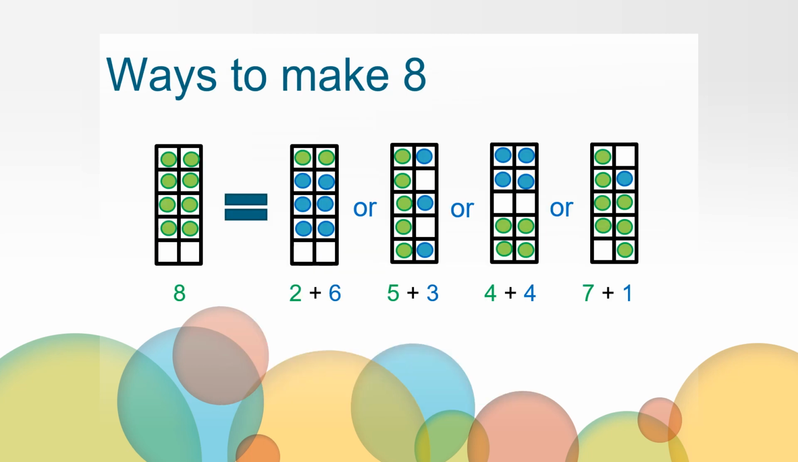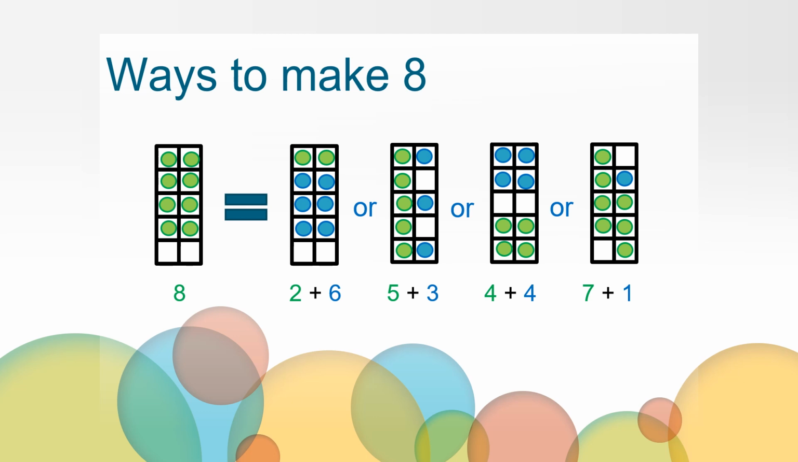If you wanted to prove that all those ways equaled 8, how could you prove it? You could use 10 frames with 2 colored counters. 8 green counters makes 8. 2 green and 6 blue also makes 8. 4 blue and 4 green is the same as 8 too. 1 blue and 7 green also equals 8.